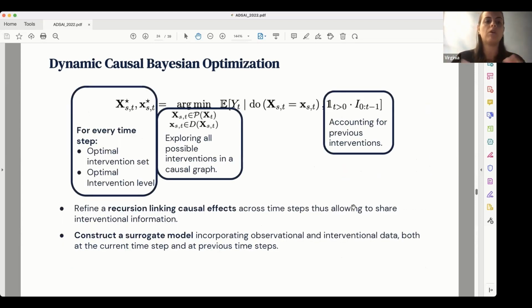And so what we want to solve in this case is a dynamic Causal Bayesian optimization problem that is very similar to the Causal Global Optimization problem, with a difference that the target function has this additional term that tells you that you should account for the previously implemented intervention in the system when deciding what to do. So the idea is that now, because we have collected interventional data at previous time steps, we want to reuse as much as possible these interventions and not throw away all that we have learned in the past. And we want to use this recursion, so we want to link causal effects across time steps and use that to construct a surrogate model.